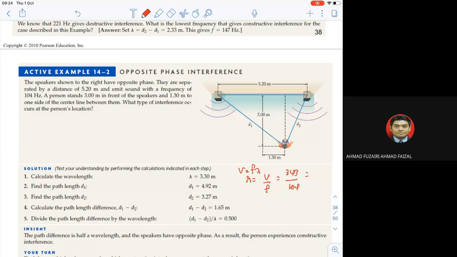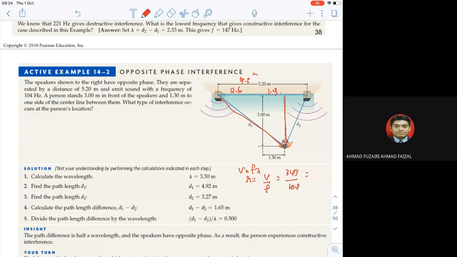Right. What is D1? So you need to calculate D1. Right, so how to calculate D1? Right now you will have 1.3. Okay, this one is 5.2. 5.2 divided by 2, so you will get 2.6. Okay, 2.6 each. 2.6 plus 1.3, so it should be 4.9. Okay, 4.9, square this one to get D1.